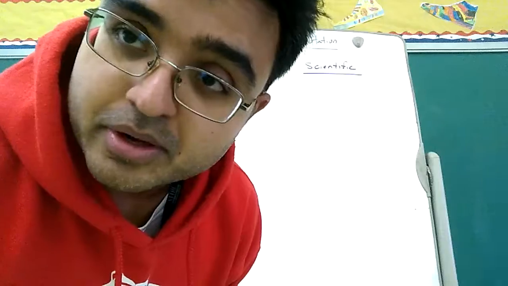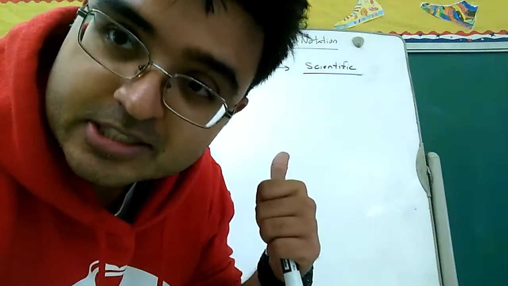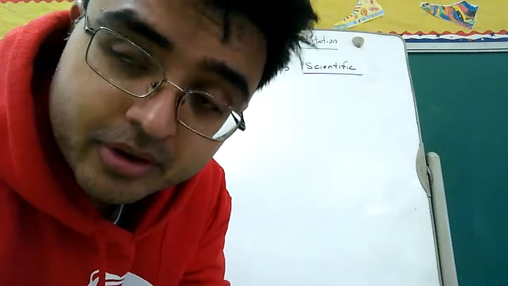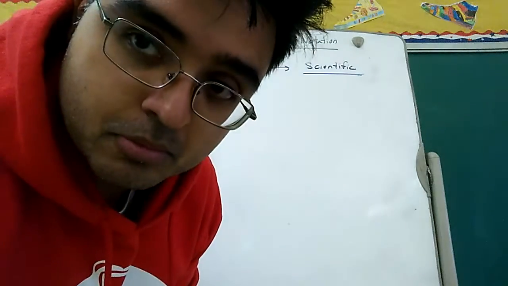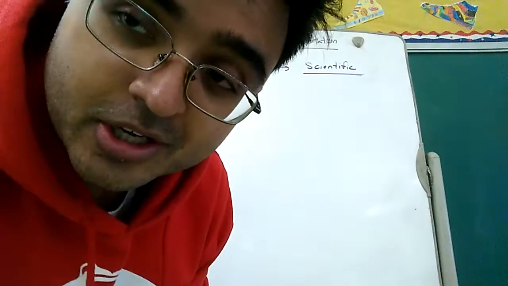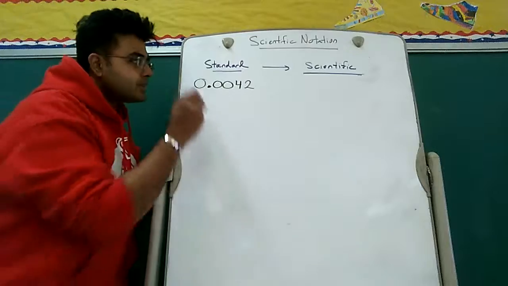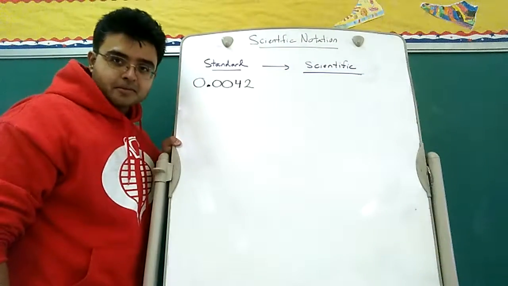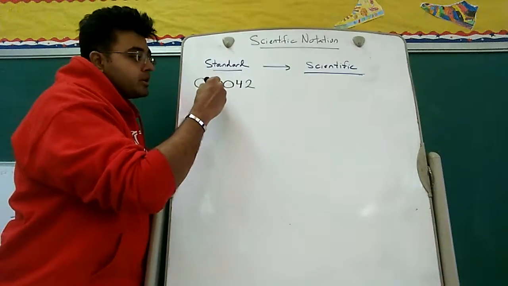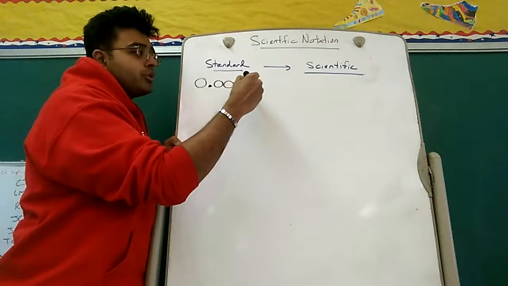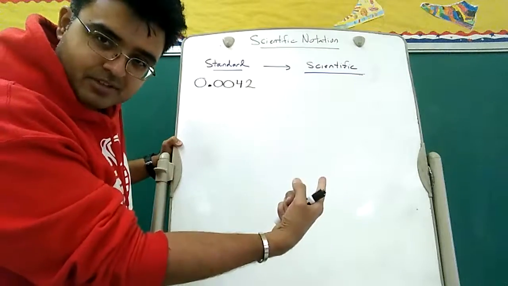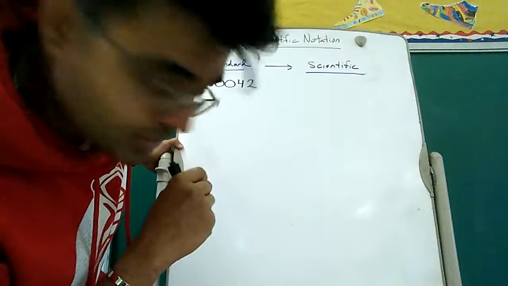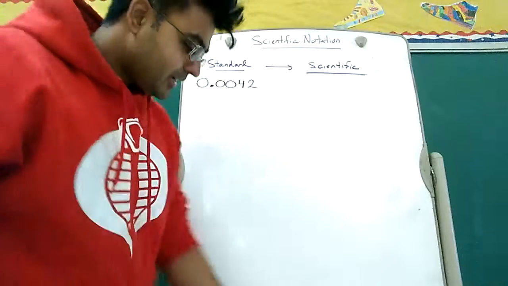We're going to continue on with our scientific notation series, and again we're going to change a standard regular number into a scientific number, except this time we're going to go with very small numbers. Take a look at this example. Check out this number right here, 0.0042. We want to change this number into a scientific number, a number that only scientists use.